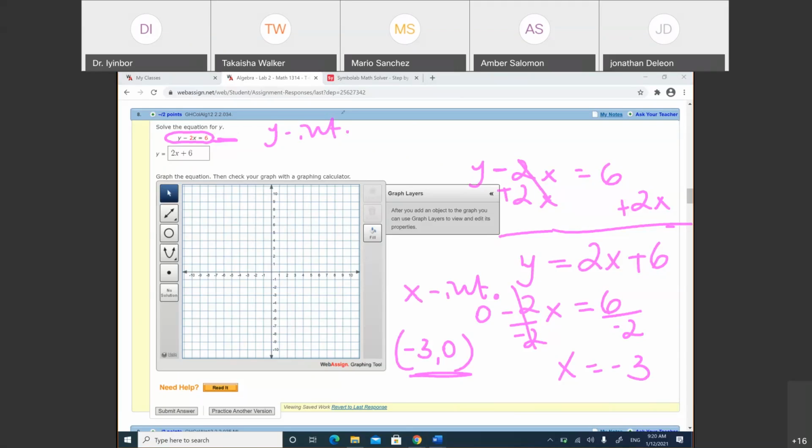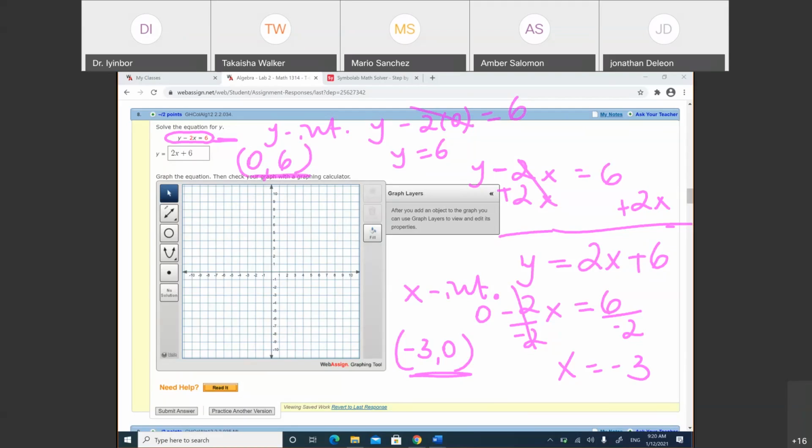I'm gonna replace x with 0. So it's gonna be y minus 2 times 0 equals 6. 2 times 0 is 0. So I'm gonna get y equals 6. So the point is gonna be 0, 6. So these are my x-intercept and y-intercept: 0, 6 and -3, 0. And this is how you graph it. I'm gonna show you how to graph it and then I'm gonna do it.